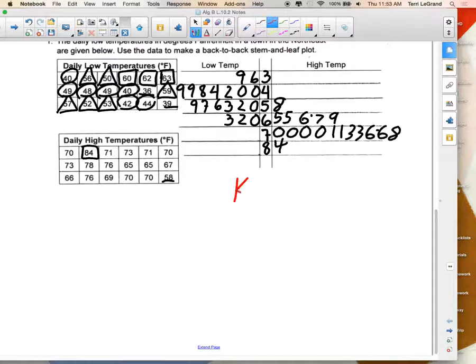When you write a key and you're doing a back-to-back stem and leaf plot, you have to tell the reader how to read numbers on both sides. So you get to pick. Your key may not be exactly the same as somebody else's key. You get to pick, but you have to pick one. You have to pick something from both sides.